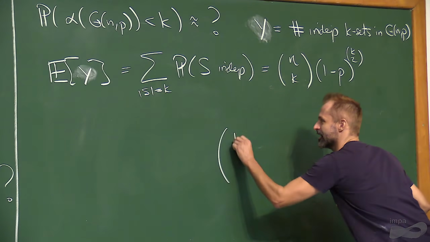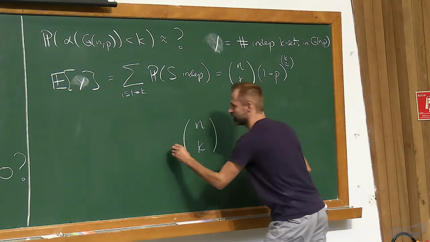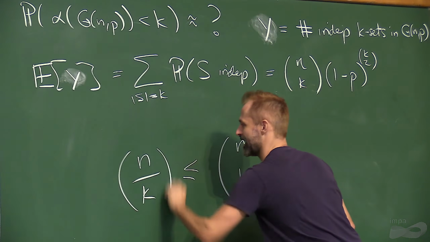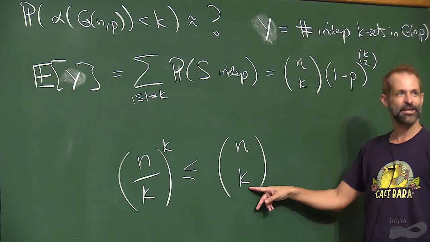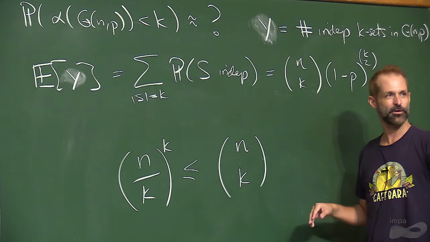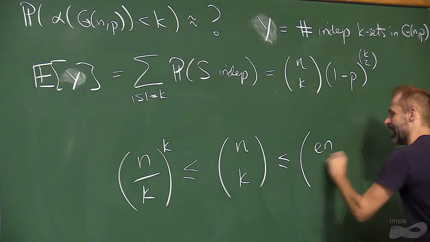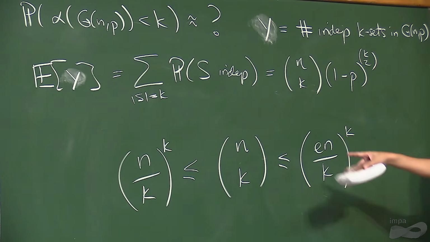And here's another useful pair of inequalities I didn't use yesterday. This is also very useful. This thing, n choose k, is at least n over k to the k, right? Because it's n over k times n minus 1 over k times n minus 2 over k and so on, up to n minus k plus 1 over k. It's at most en over k to the k. These are things that are worth storing away somewhere in your memory. So anyway, let's use this as an approximation.